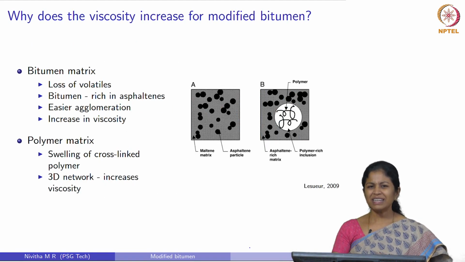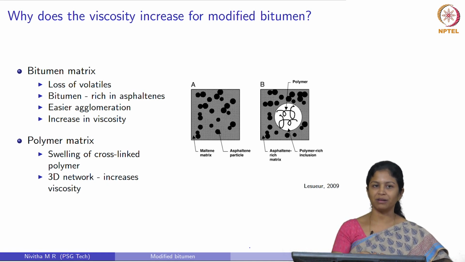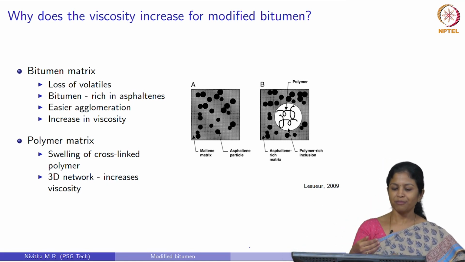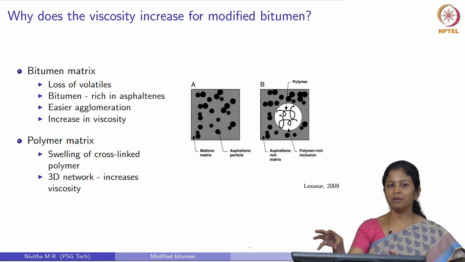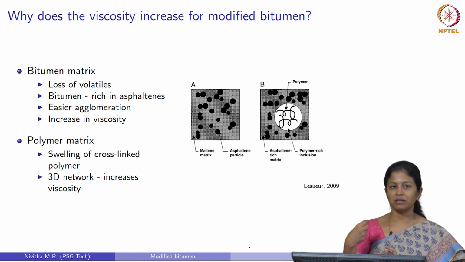Now, why does the viscosity increase for SBS modified bitumen? So, we said, right, it improves its high temperature properties. Now, when we add this modifier to bitumen, what happens to bitumen, what happens to the modifier? So, in the bitumen matrix there are some 4 things which happen. One is the loss of volatiles. Which means that these lighter fractions migrate from the bitumen matrix into the polymer matrix, right. So, there is a reduction in the volatile fraction which is present in bitumen.